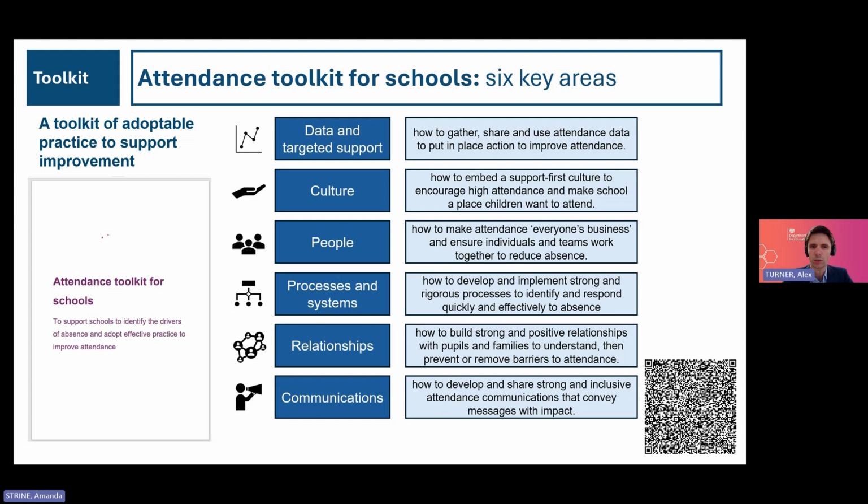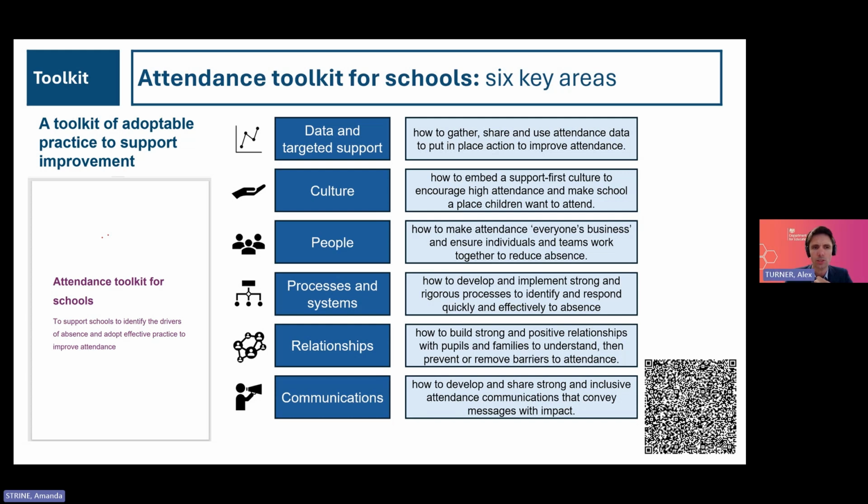What the toolkit tries to do is bring together the experience of those schools I just described, and sets out how you can identify and remove barriers to attendance through strong practice in these 6 key areas, which we set out in the toolkit. The first is about using data and having a targeted approach, which takes you through how you might gather, share, and use attendance data to put in place the actions to improve attendance.